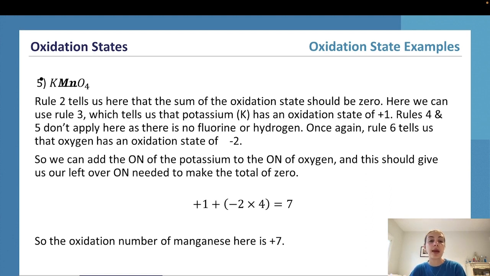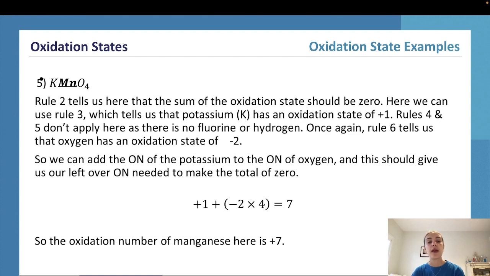We can then use rule 3, which tells us that potassium has an oxidation state of +1, because our group 1 metals, such as potassium, have an oxidation state of +1. Rules 4 and 5 aren't going to apply because we've got no fluorine and no hydrogen in this particular molecule. Next we go on to rule 6, and rule 6 tells us that oxygen has an oxidation state of -2.